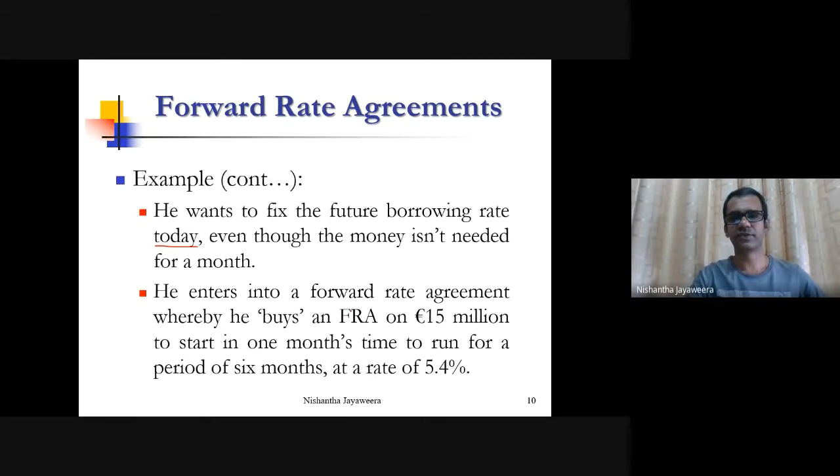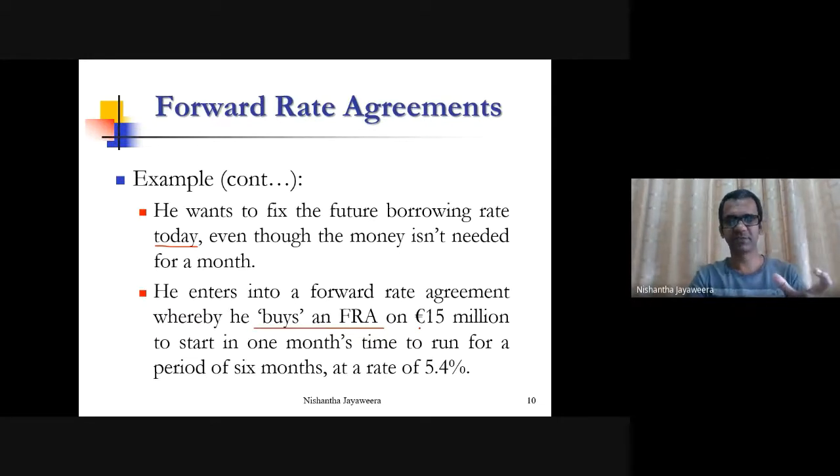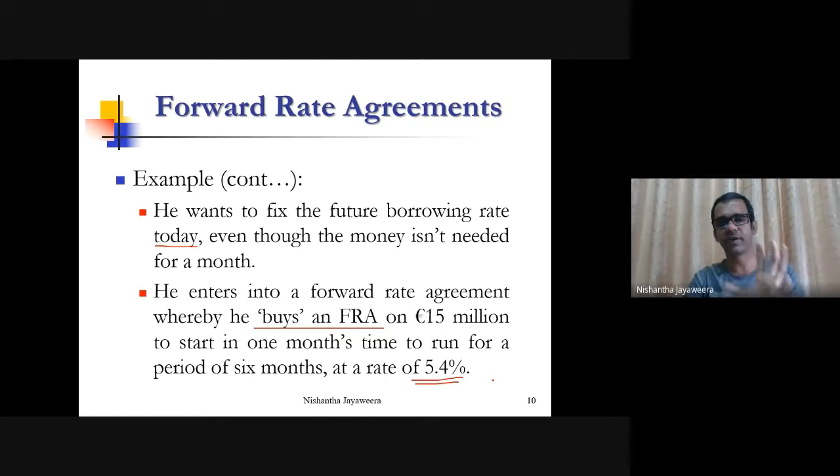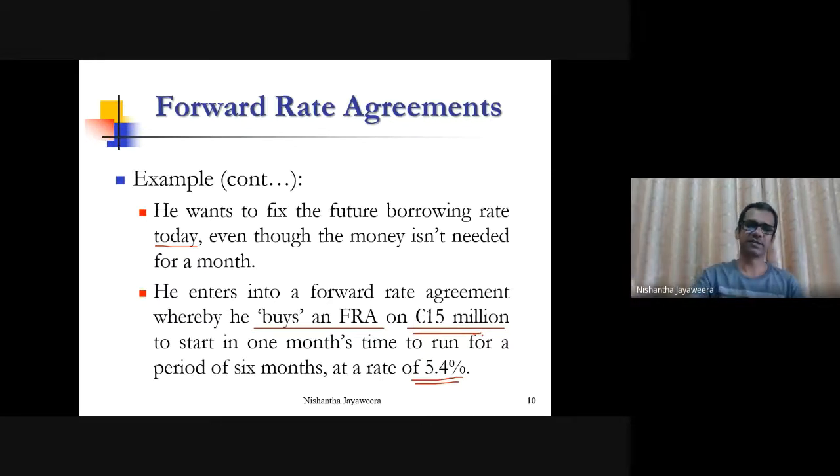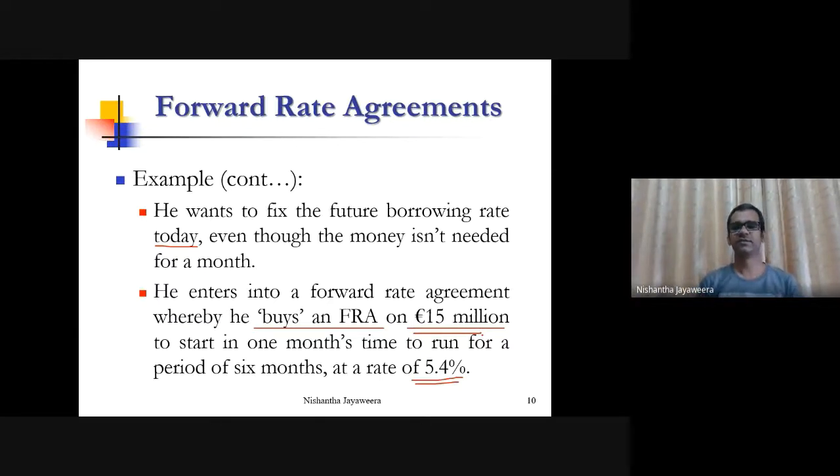He enters into a forward rate agreement whereby he buys an FRA for a 6-month period, starting in 1 month's time. That you have to mention. You have to be clear on that. For a 6-month period, but starting in 1 month's time. So the fixed rate is 5.4. That means the treasurer has to pay 5.4 on 15 million for a 6-month period, starting in 1 month's time.